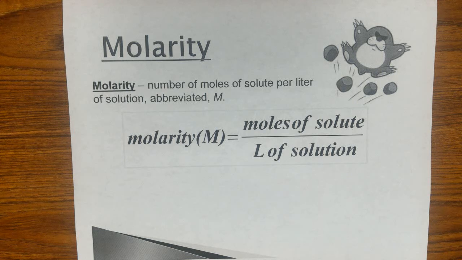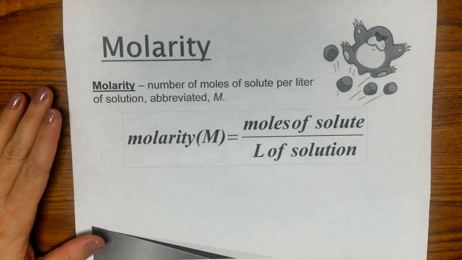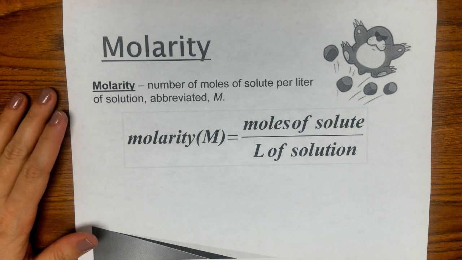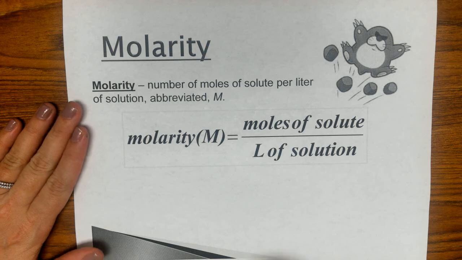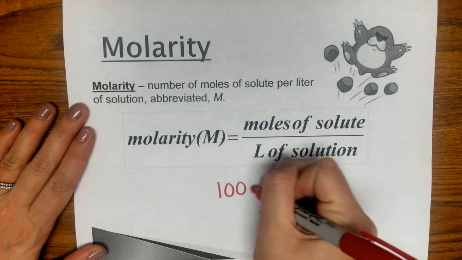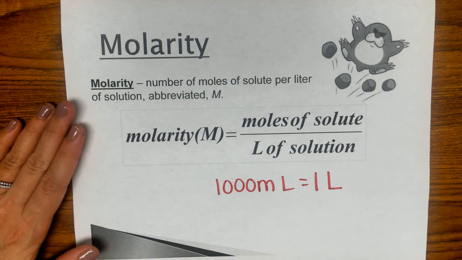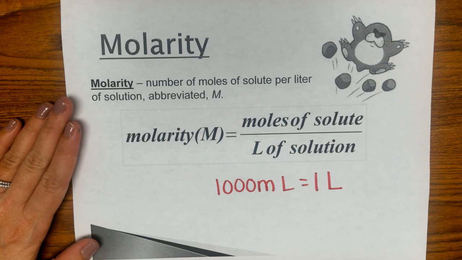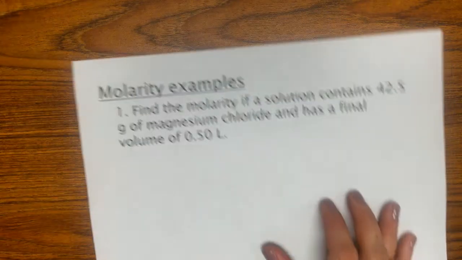Okay, the molarity formula. Molarity is abbreviated with a capital M, not a lowercase, and is moles of solute over liters of solution. It has to be liters at the bottom, and you might be given volume in milliliters. So just a reminder, there are 1,000 milliliters in 1 liter, in case you forgot that conversion. Okay, so let's look at the first example in your notes packet.